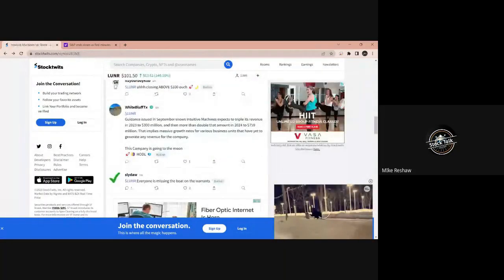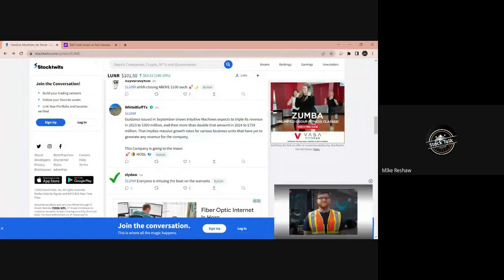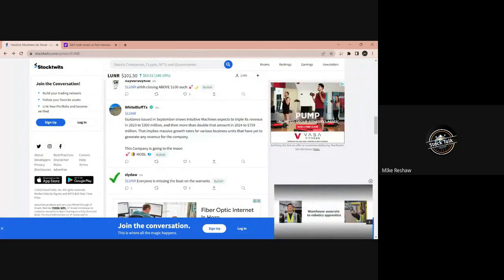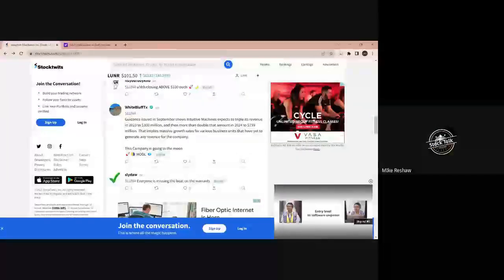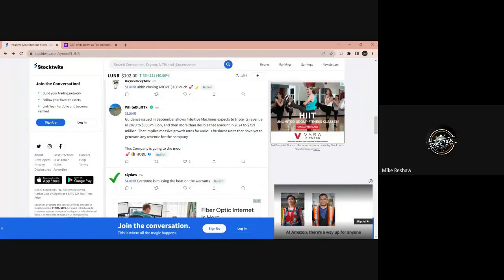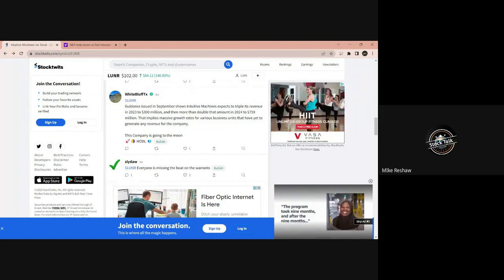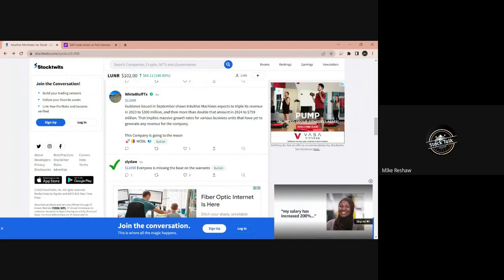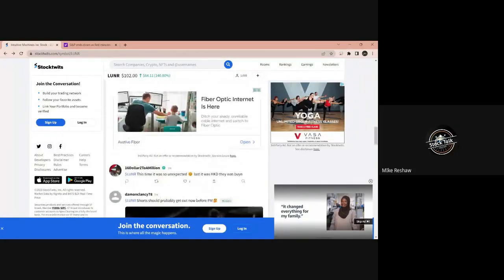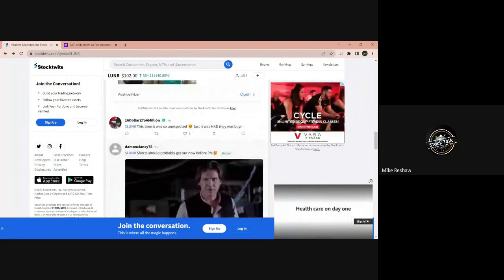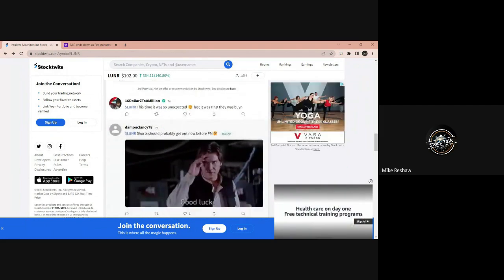Guidance issued in September: Intuitive Machines expects to triple revenue from 2023 to $300 million, and more than double that amount in 2024 to $759 million. That implies growth rates of various business units that have yet to generate any value for this company. White Buff Texas says this company is going to the moon. So he's coming in and he likes how it's going. Shorts should probably get out by now before pre-market. So yeah, that's the key there.